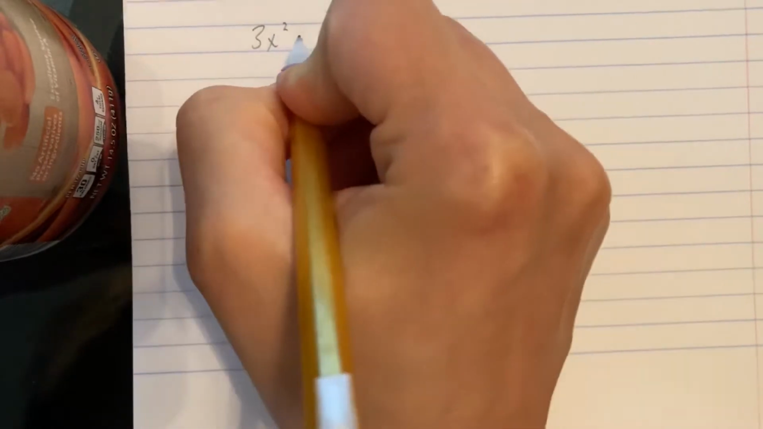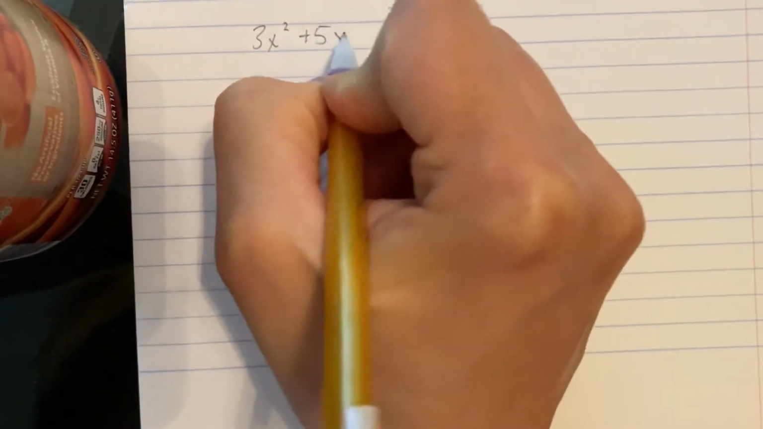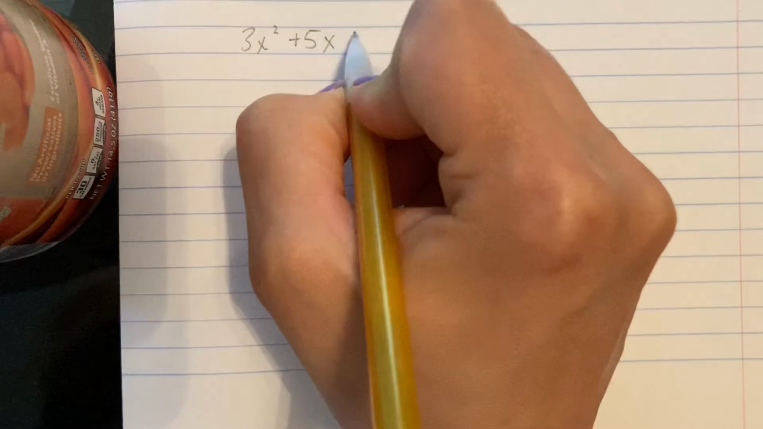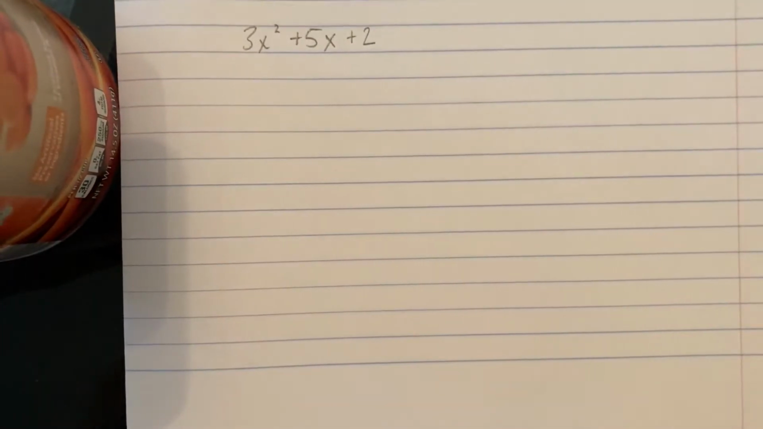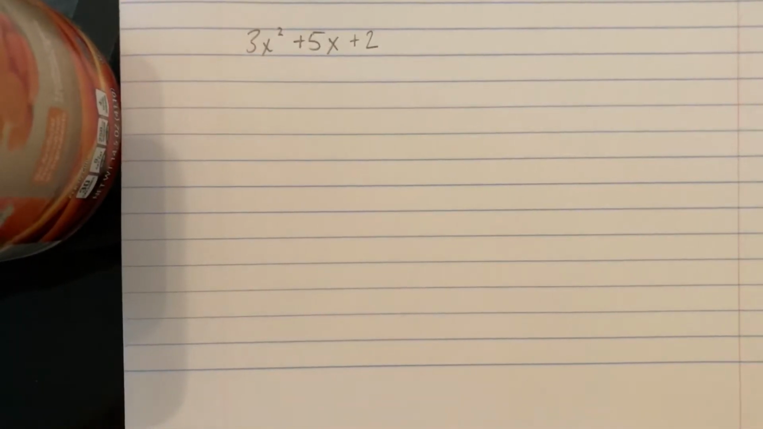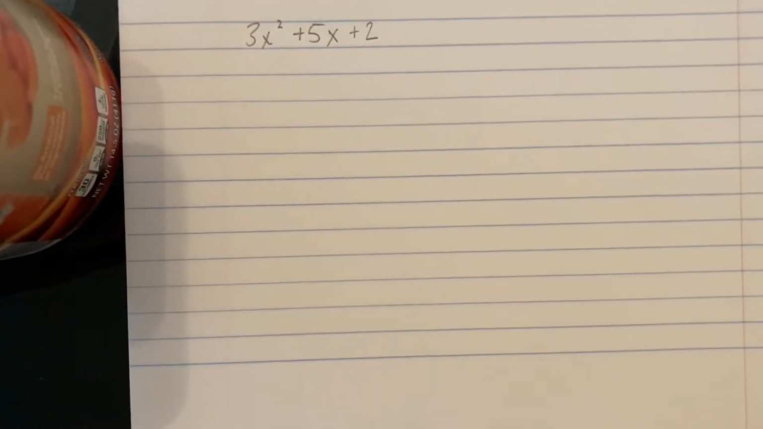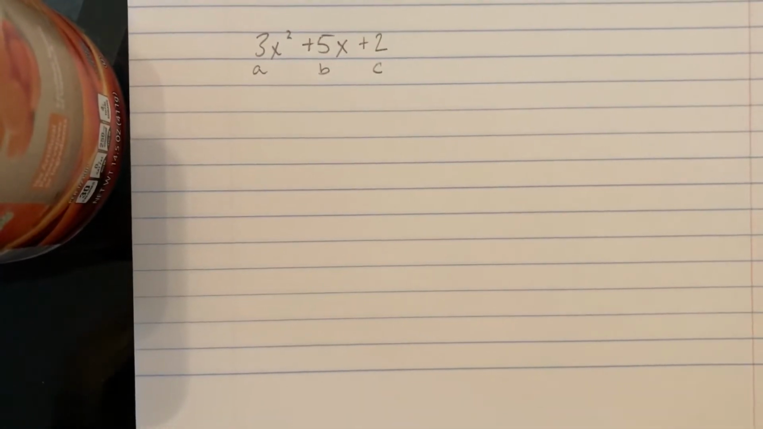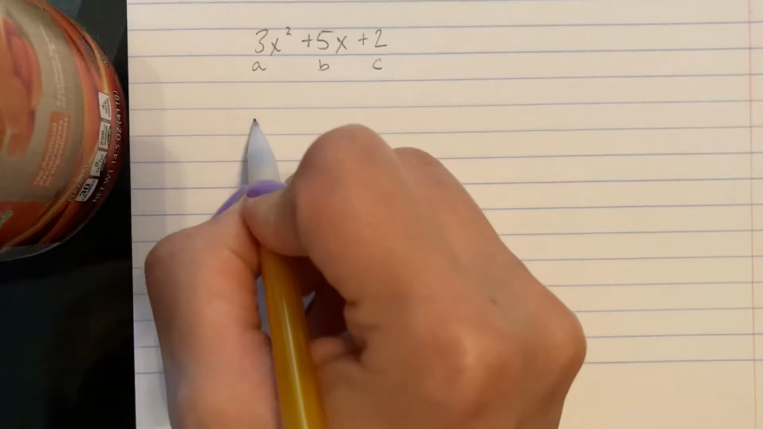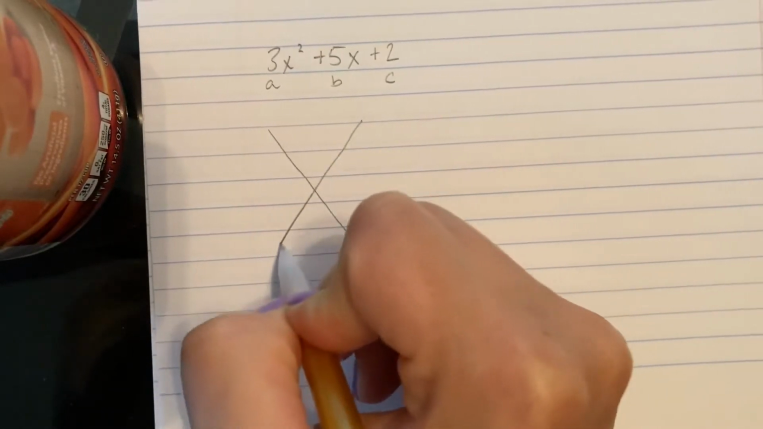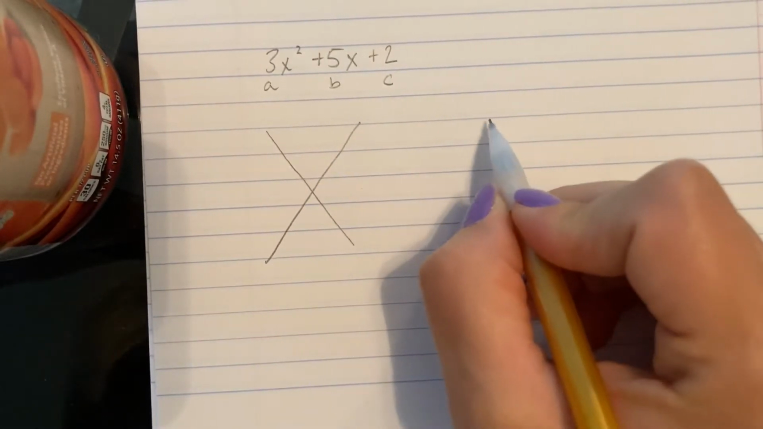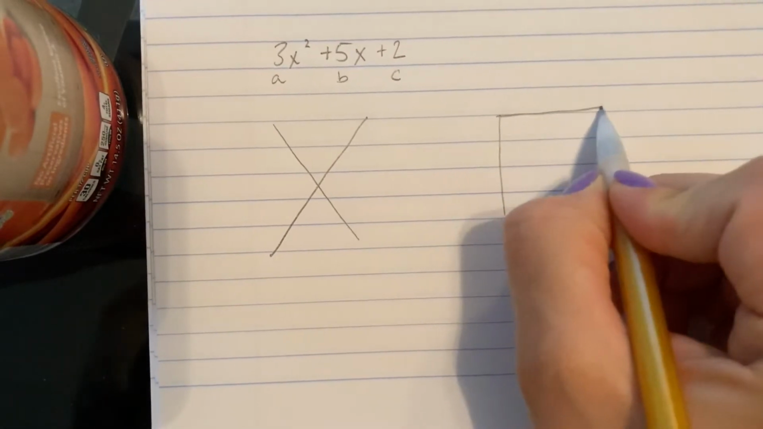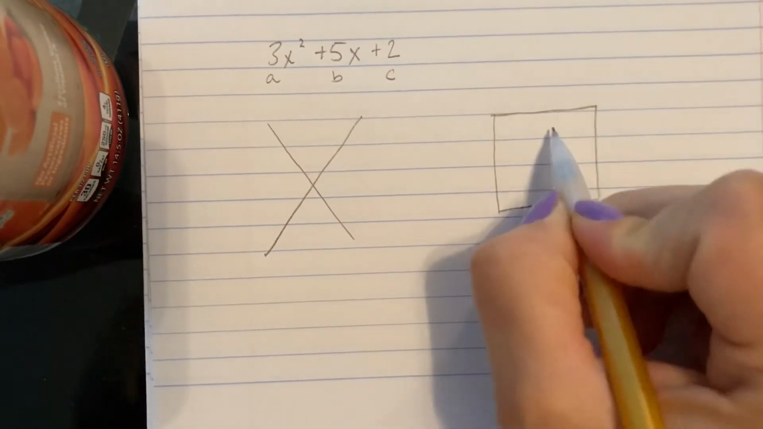I have 3x squared plus 5x plus 2. And we're going to start it off in exactly the same way that we did when a was equal to 1. I'm going to label this A, B, and C. Now this problem is just going to take a little longer. I'm going to still use the diamond, but in addition to the diamond, I'm also going to have to use a box.